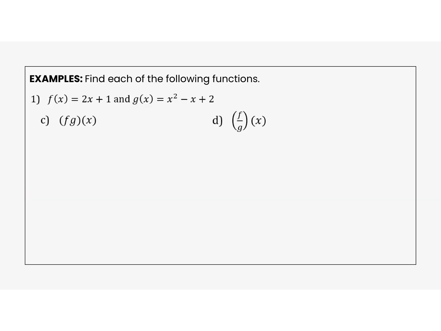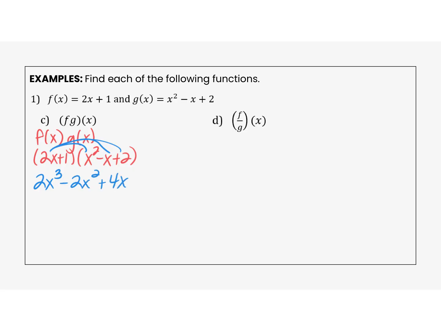Okay, same ideas when it comes to multiplying. I'm taking f of x, multiplying by g of x. So I have 2x plus 1 times x squared minus x plus 2. So again, we practiced this the other day. We're going to distribute all of these. So I get 2x to the third minus 2x squared plus 4x. And then I'm going to do my other 1. So I get plus x squared minus x plus 2.